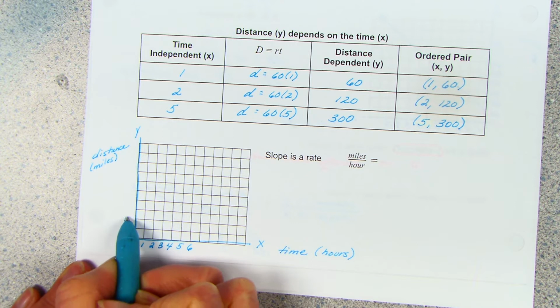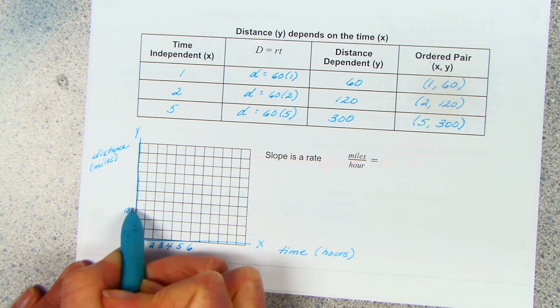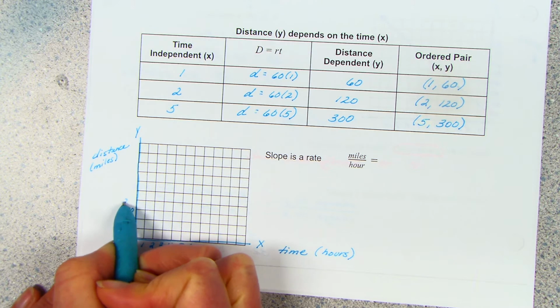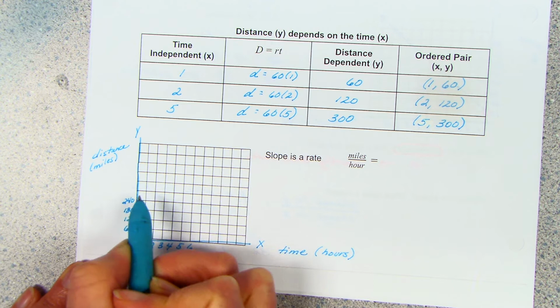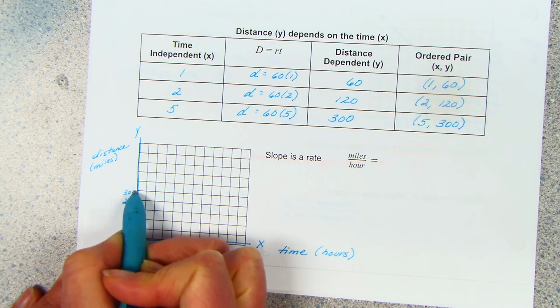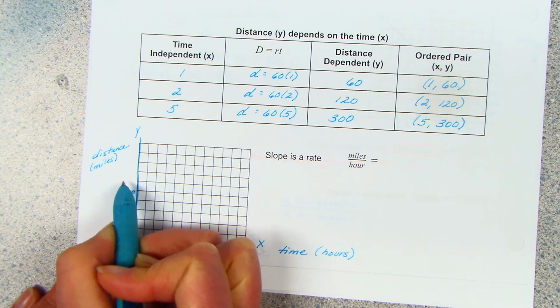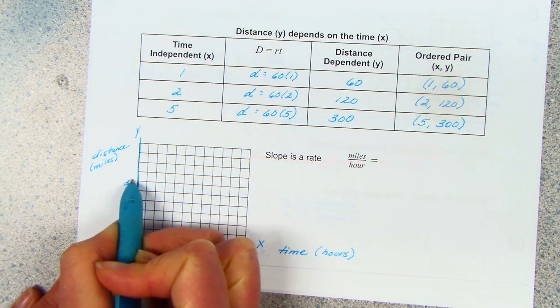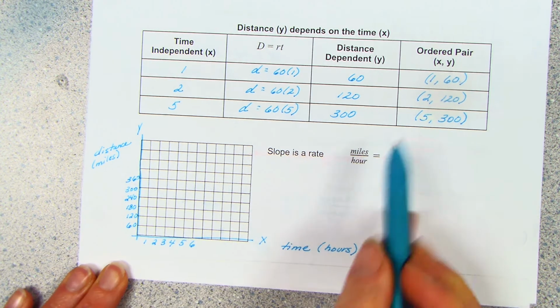60, 120, 180, 240. Is that right? Yep, 300. All right, 6, 12, 18, 24, 30. We'll put one more on there. 360. Okay, and then we can plot those points.